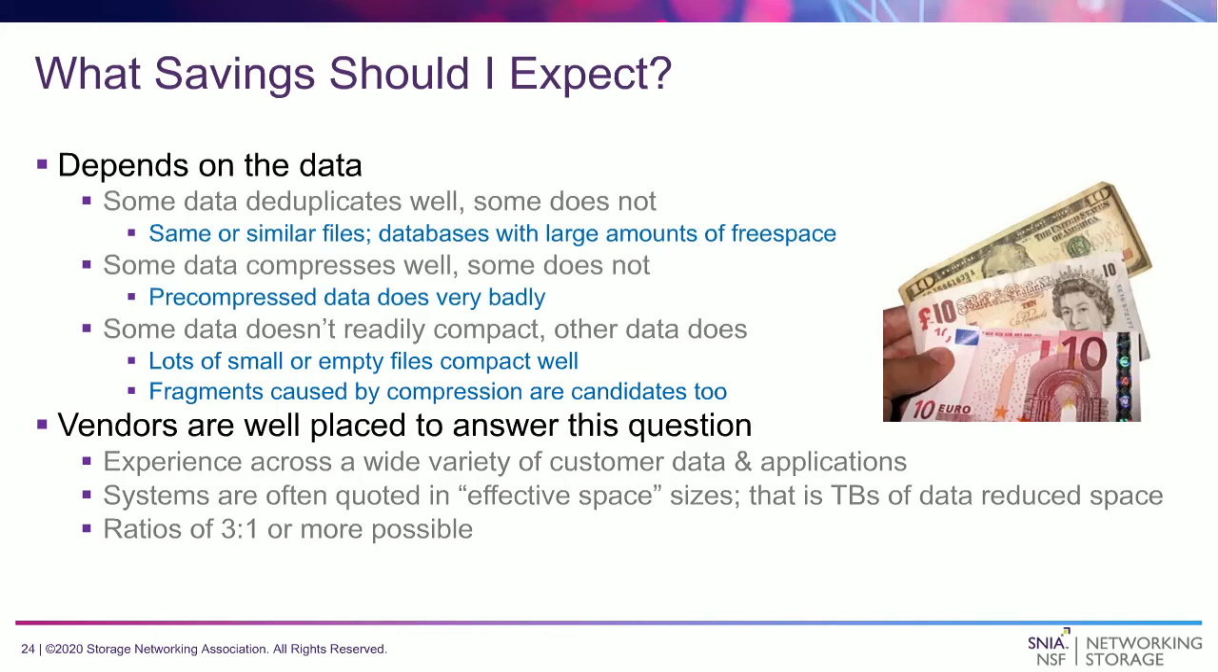Some data compresses well, others doesn't. Data that does not compress well is already compressed data, and there are quite a number of sources of already compressed data that just doesn't compress any further. Some data doesn't compact. In the main, very small files, and it's at the file level we tend to do this, compact really well. And fragments caused by compression are also candidates for compaction. So there's mileage there as well. But some of it compacts well, others it doesn't.